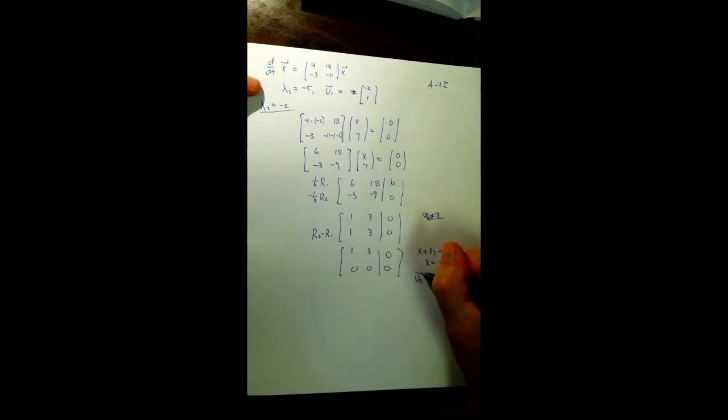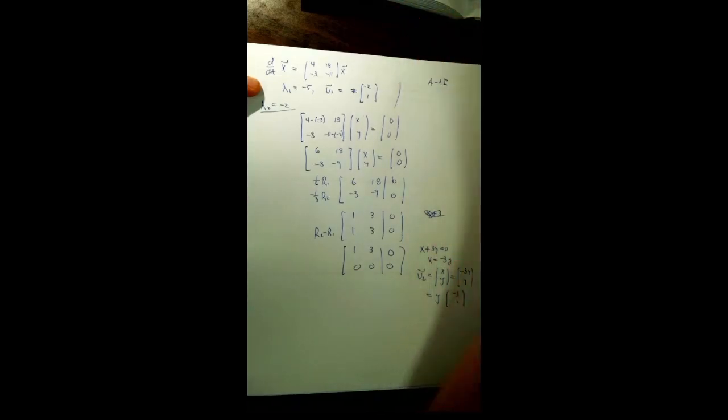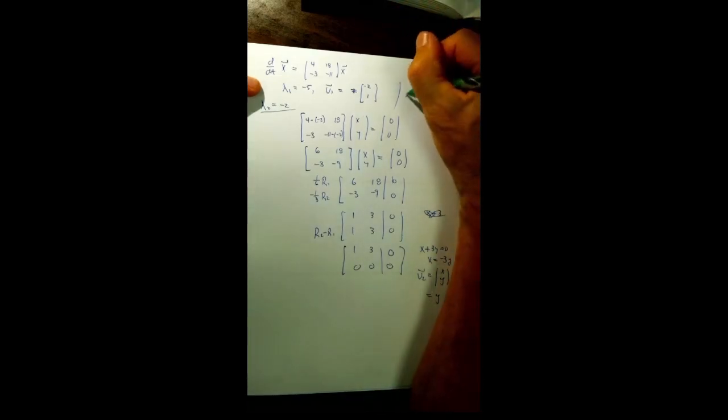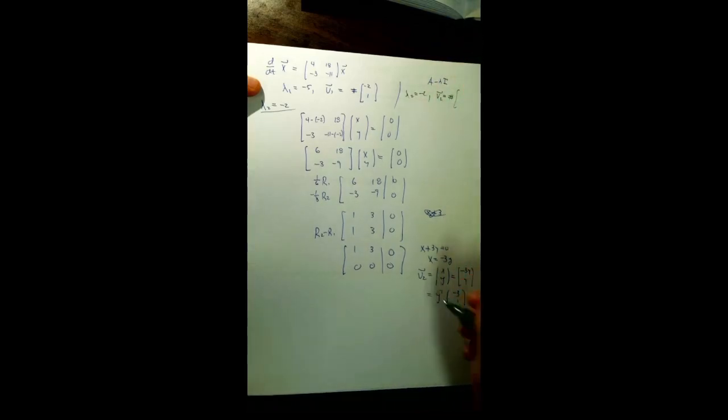So my v2 is x, y, but x is, oops, this is minus 3y. It's minus 3y, y is y. So if I bring the y out, I get minus 3, 1. So that just said that when lambda 2 is minus 2, v2 is any number, that's what's going on here, times the vector minus 3, 1.